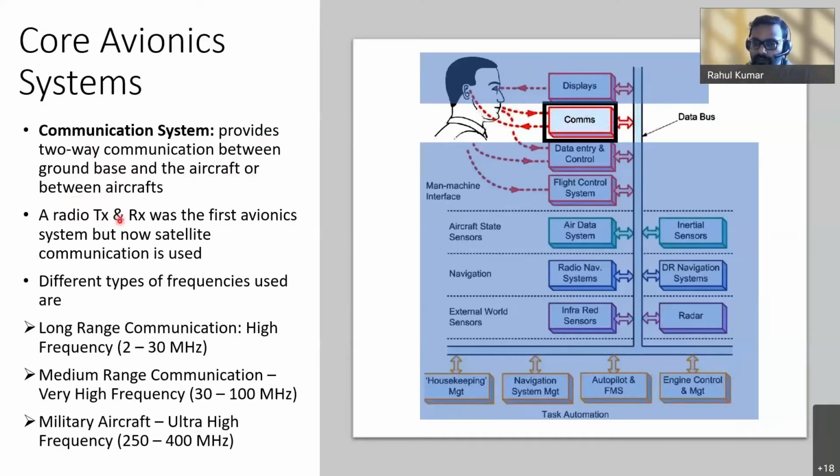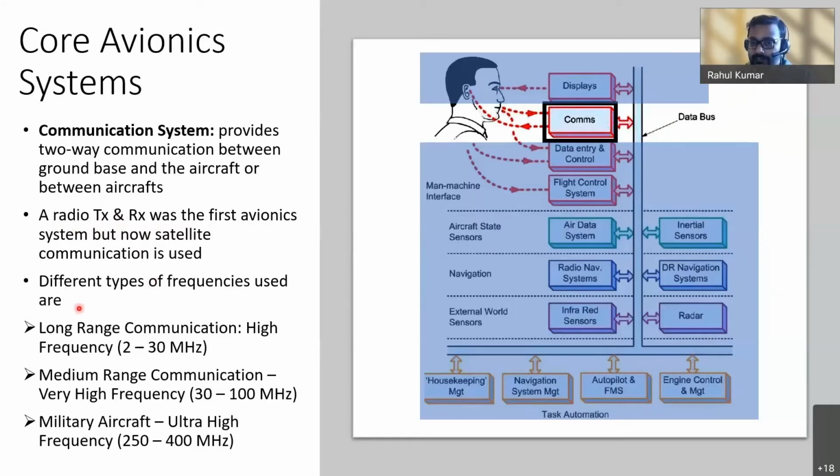The first avionics system was simply a radio transmitter and receiver. But nowadays we have satellite communication as well. Most aircraft are now fitted with GPS systems and satellite communication systems. But in older days, we only used to have radio communication.